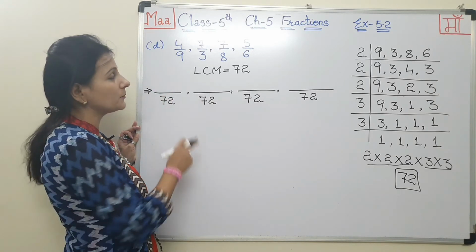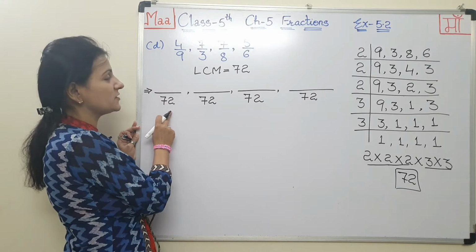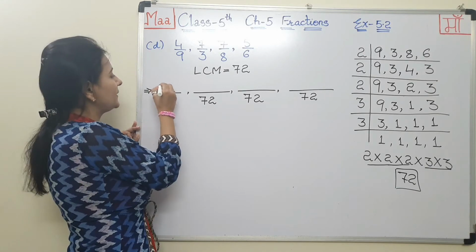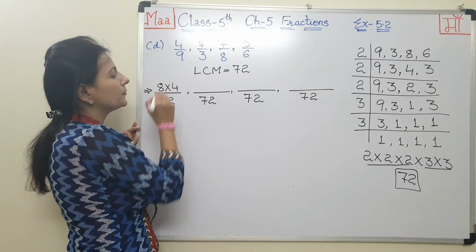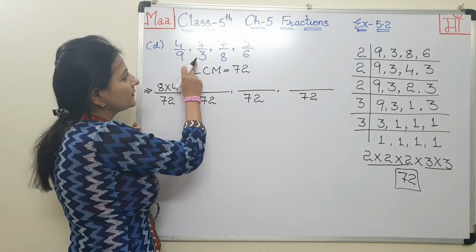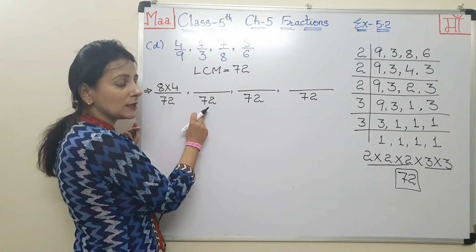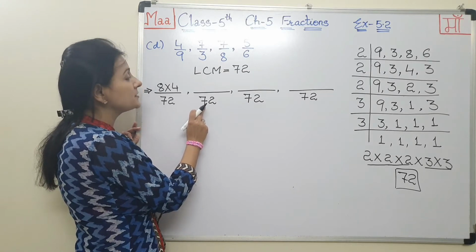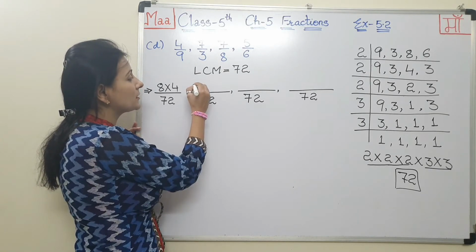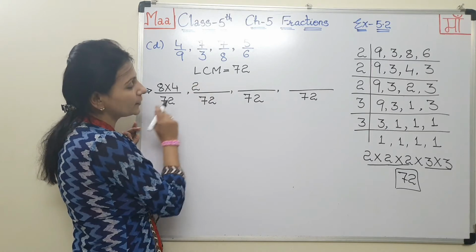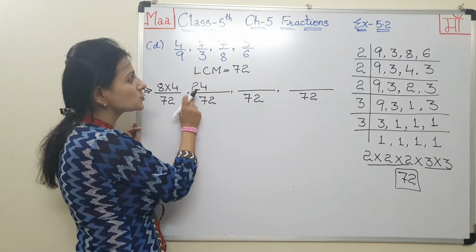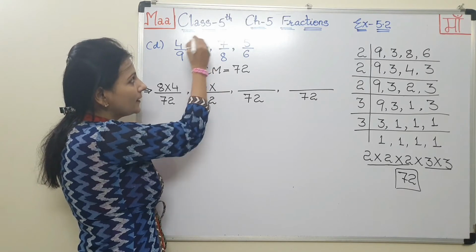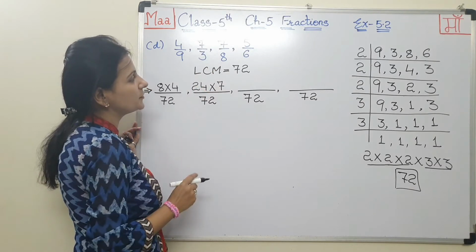Now one by one we will check the tables of these denominators, that how many times this LCM 72 comes in that particular table. So firstly in the table of 9, 72 comes 8 times. 9 8s are 72. Multiply by the numerator 4, 8 into 4. Then in the table of 3, 72 comes 24 times, multiply by the numerator 7.